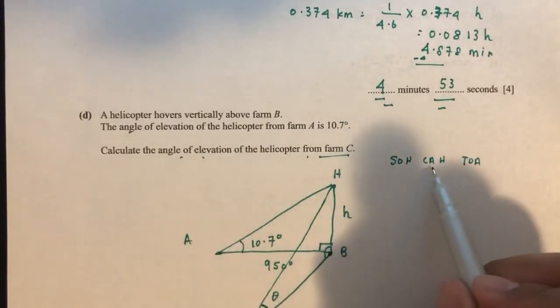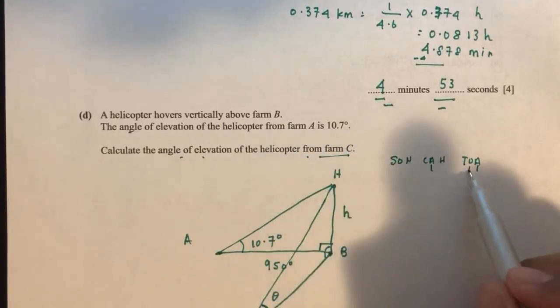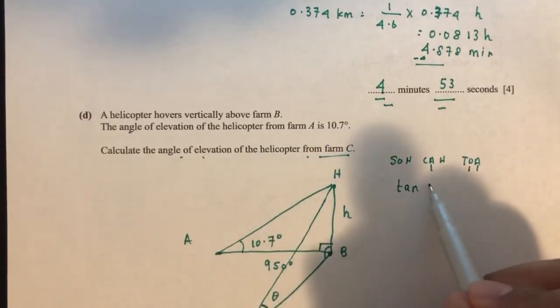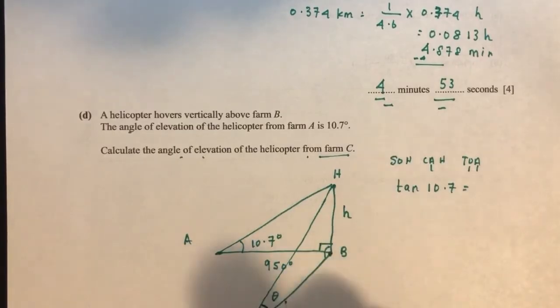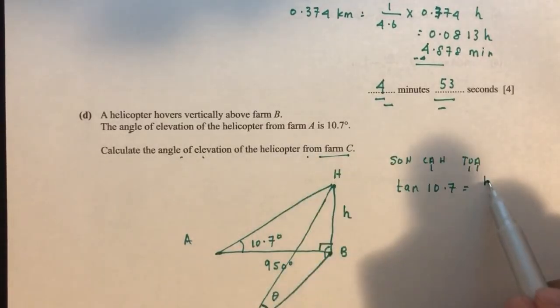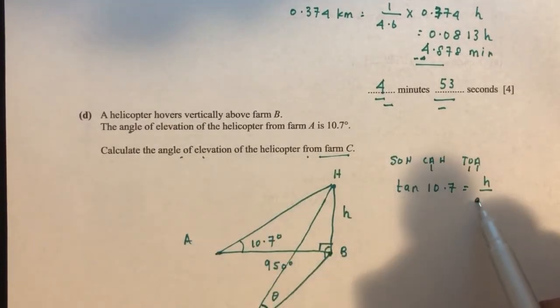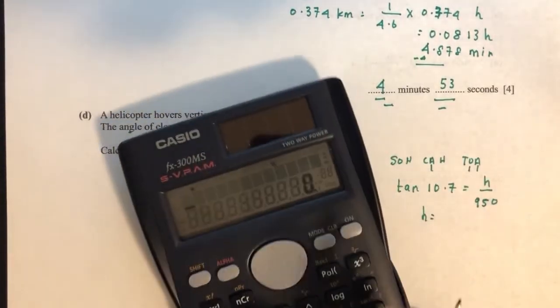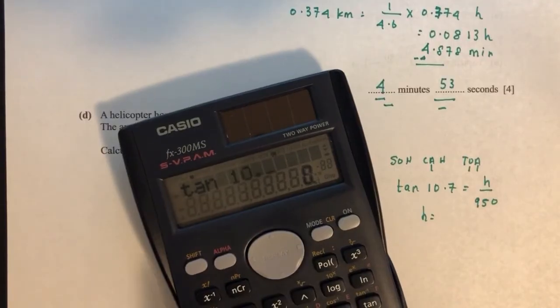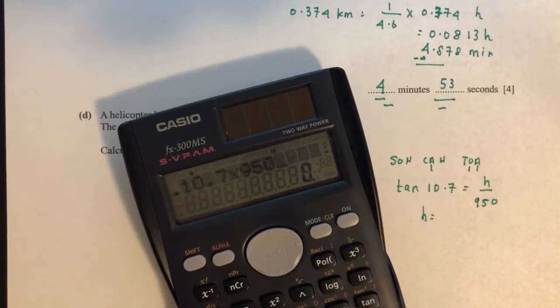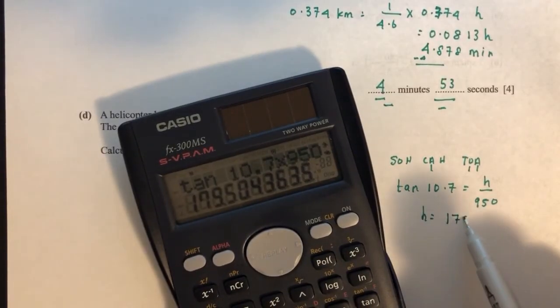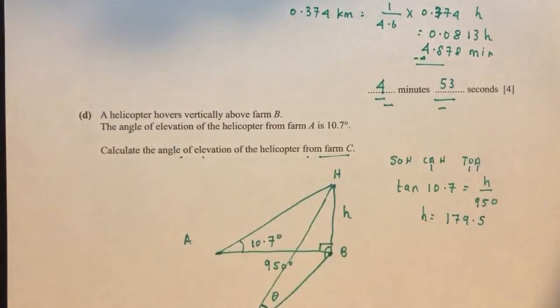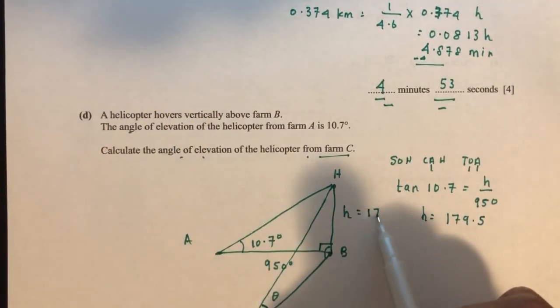So we know the adjacent. We have to find the opposite side, so we have to use tan. Tan of 10.7 will be equal to the opposite side, H, divided by 950 for AB. So H will be equal to tan of 10.7 times 950, that will be 179.5. That's the height, which is 179.5.